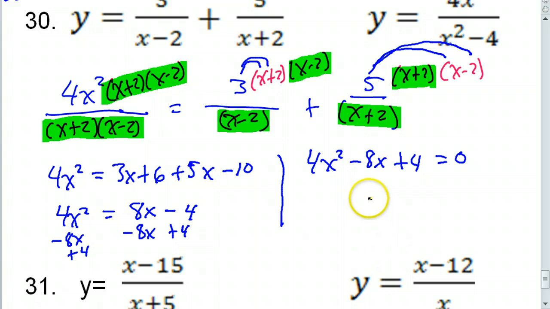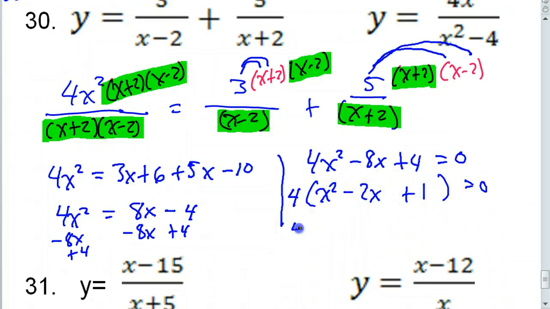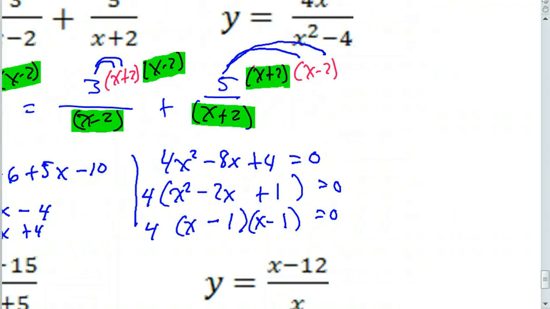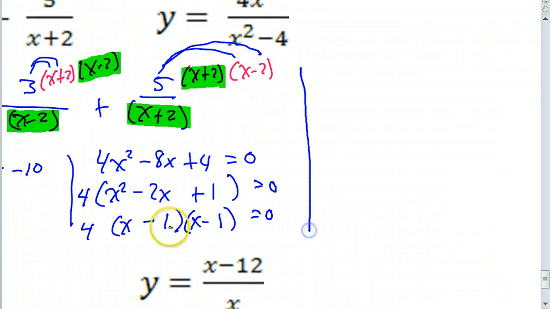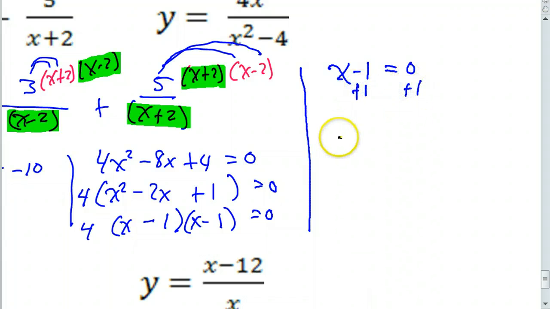Now, as I try to factor this, it's easier for me if I take out the GCF first. So I'm going to pull out that 4. That's going to leave x squared minus 2x plus 1. So now I'm going to try to factor it. That's going to be x, x, 1, 1, minus, minus. Then I have to take those factors. Well, it's really the same one repeated. So I'm going to take that x minus 1 and set it equal to 0 to get my solution. Add 1 to both sides. x equals 1.